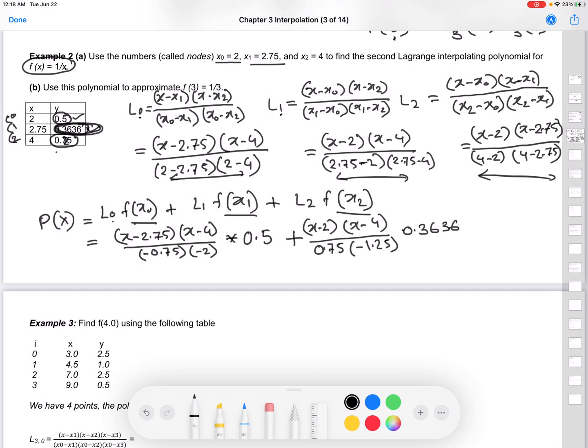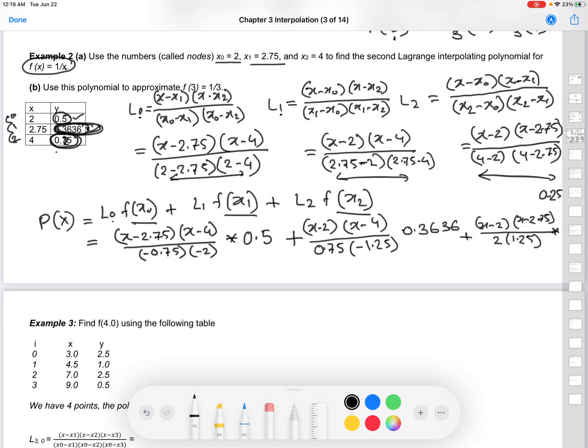Okay, then our last one is x minus 2, x minus 2.75, and then we are dividing. 4 minus 2 is 2, 4 minus 2.75 is 1.25, 1.25 times f of x2, which is 0.25. So we need to multiply with 0.25. So this is your polynomial function.